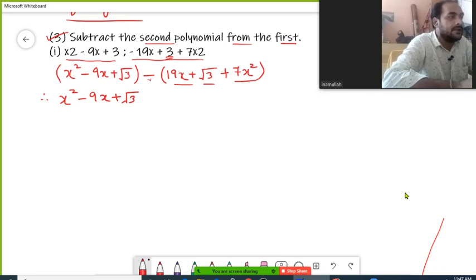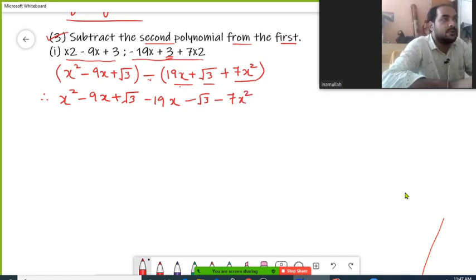So this minus and plus 19 will give you minus 19x. This positive root 3 will become negative root 3, and this positive 7x square will become negative 7x square. So this is important to remember. You all will remember that whenever you have a minus sign before the bracket, and when you open the bracket, all the signs within the bracket will change. So as you can see, in the second bracket, all the signs are changed.